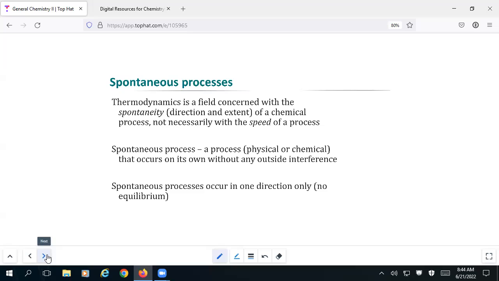And so we do need to make a distinction here. Spontaneity concerns itself with the direction of a chemical reaction and the extent of a chemical reaction. In other words, which way is the reaction going to go? Is it going to be a forward-facing chemical reaction where we get mostly products, or is it going to be a backward-facing reaction where we get mostly reactants?